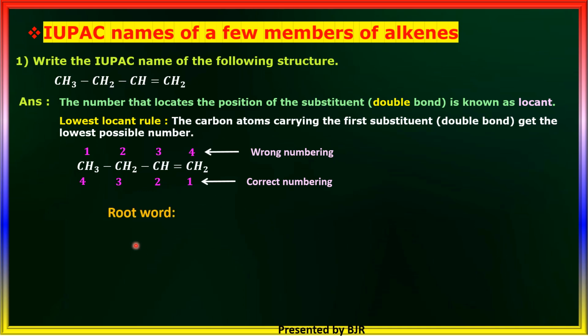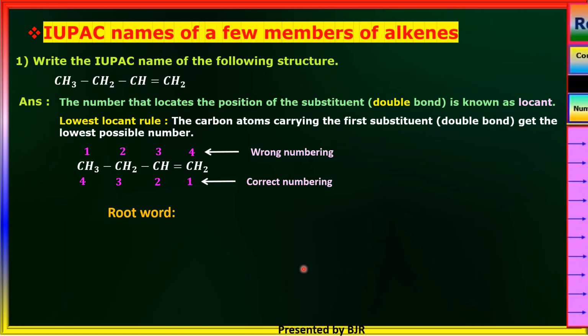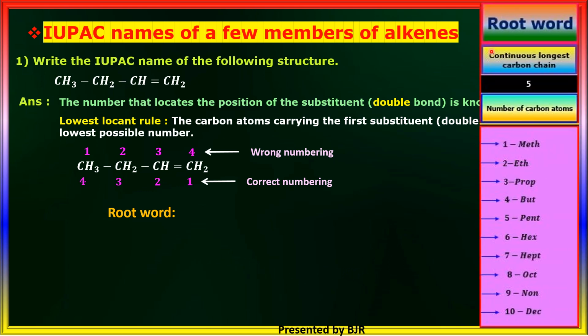Next, root word. After numbering the carbon atoms in the chain, we have to select the root word. What is the root word? In this chain, how many carbon atoms are there? Here are the root words for the number of carbon atoms in the chain, and there are 4 carbon atoms. So the root word is but.